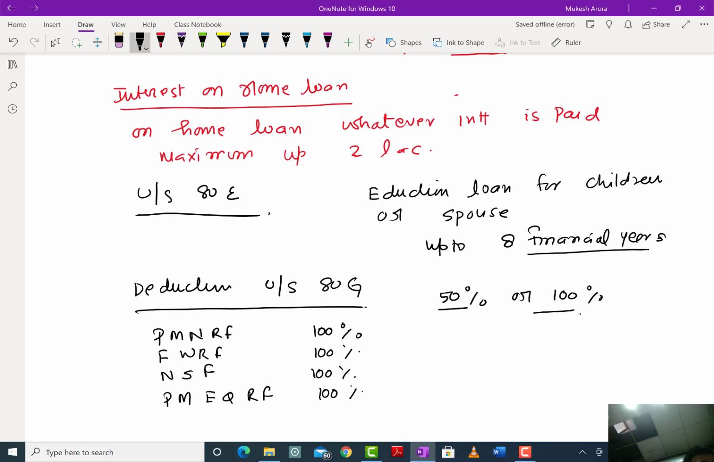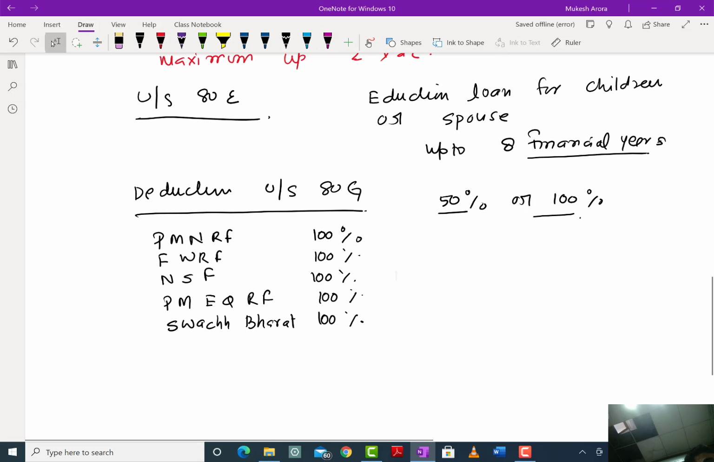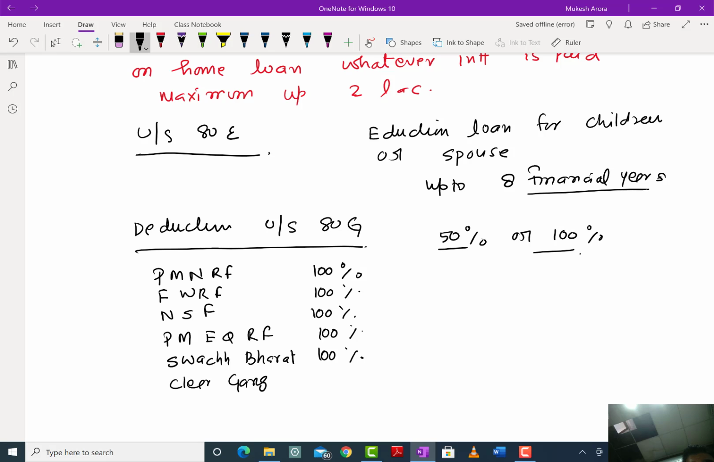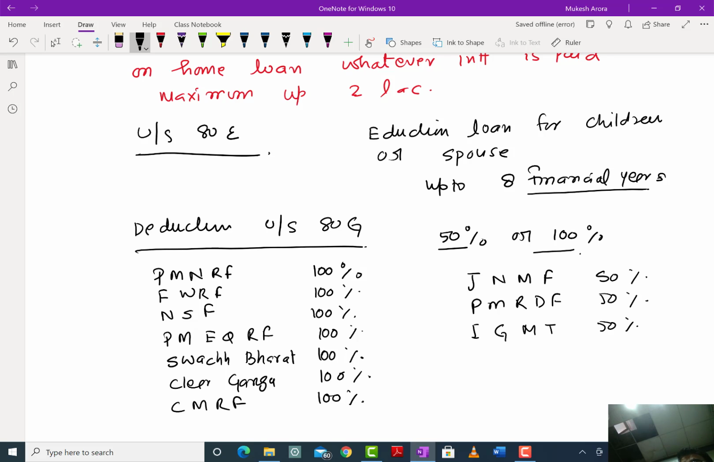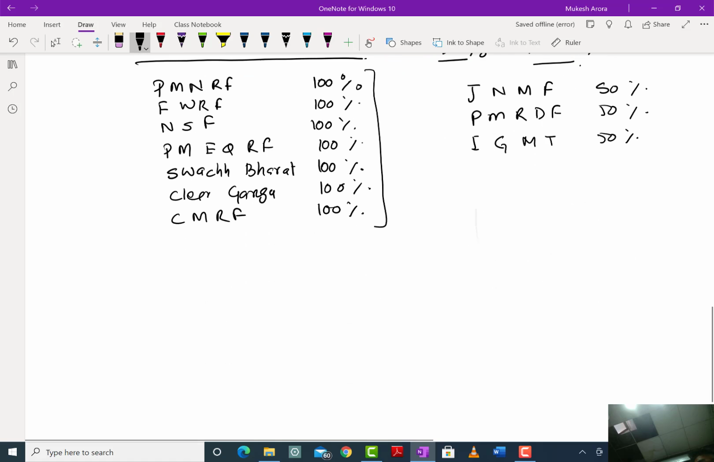Then Swachh Bharat Kosh, 100%. Clean Ganga Fund, 100%. Chief Minister Relief Fund, 100%. These are 100%. Apart from this, Jawaharlal Nehru Memorial Fund, 50%. Prime Minister Drought Relief Fund 50%, Indira Gandhi Memorial Trust 50%. Apart from this, for any other donation I made, I can avail 100% if that organization is a registered organization.